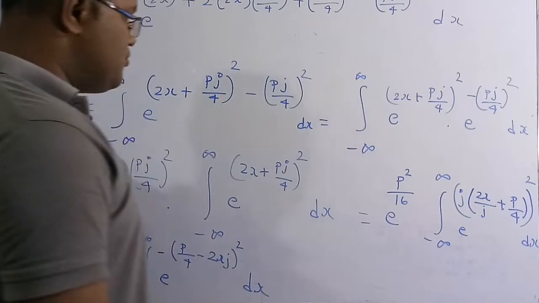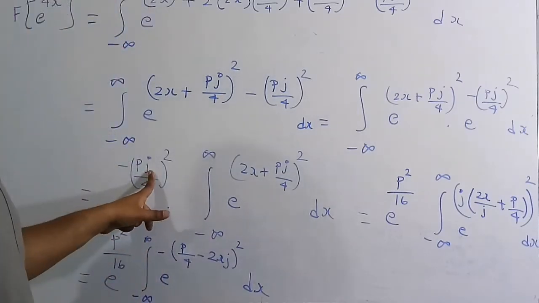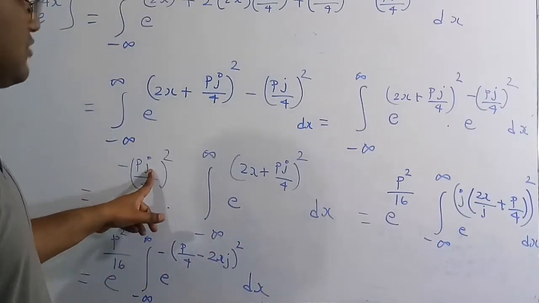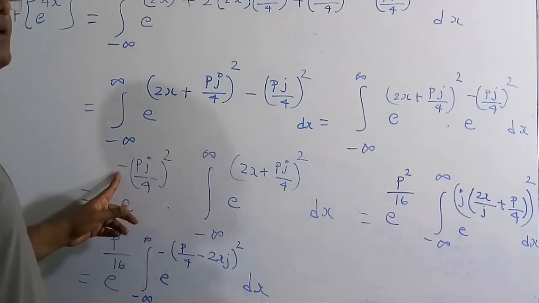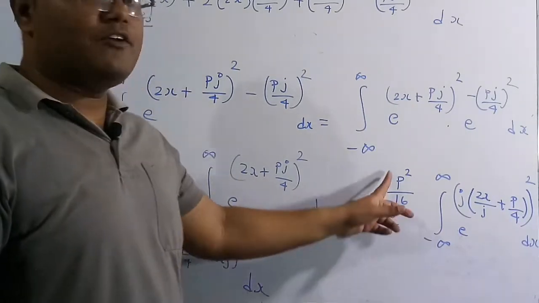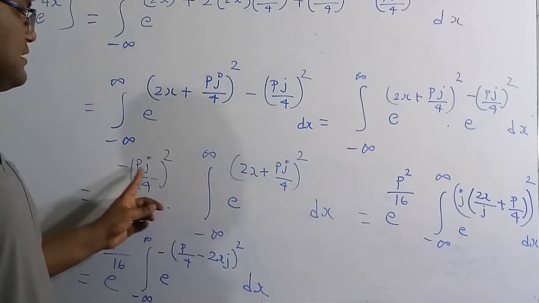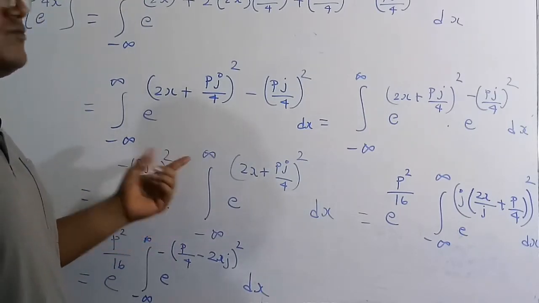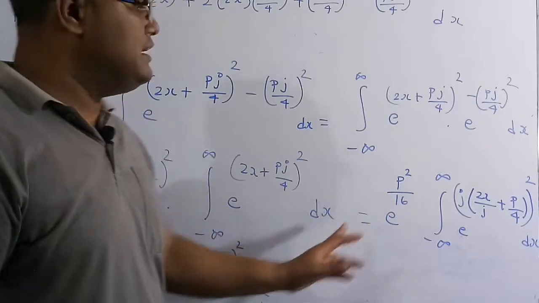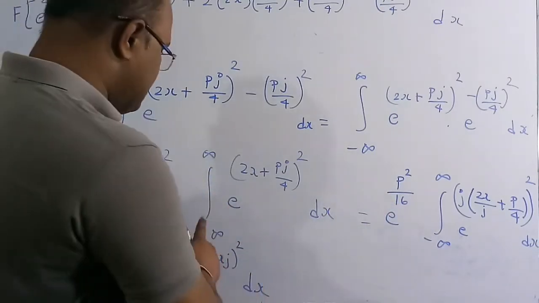Now j square is equal to minus 1, and minus into minus is plus. So you get e to the power of p square by 16, because p by 4 whole square is p square by 16, and minus 1 into minus 1 is again plus 1. So you get e to the power of p square by 16, integration from minus infinity to plus infinity.